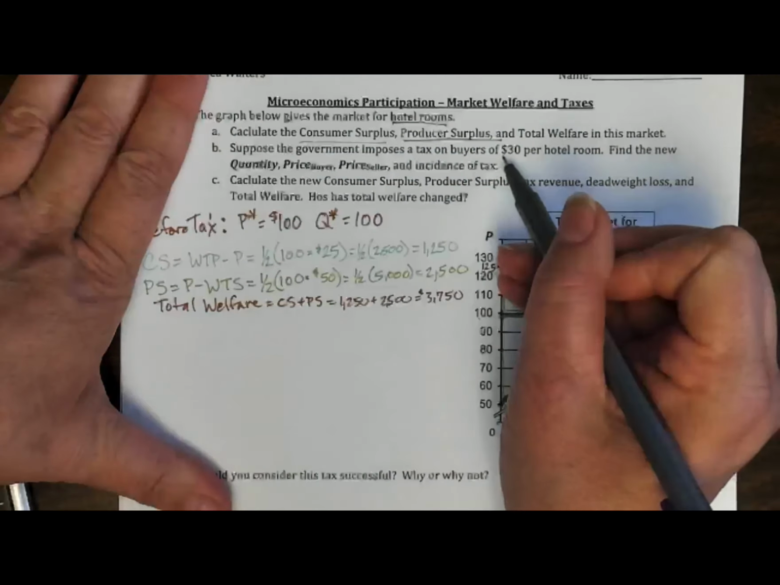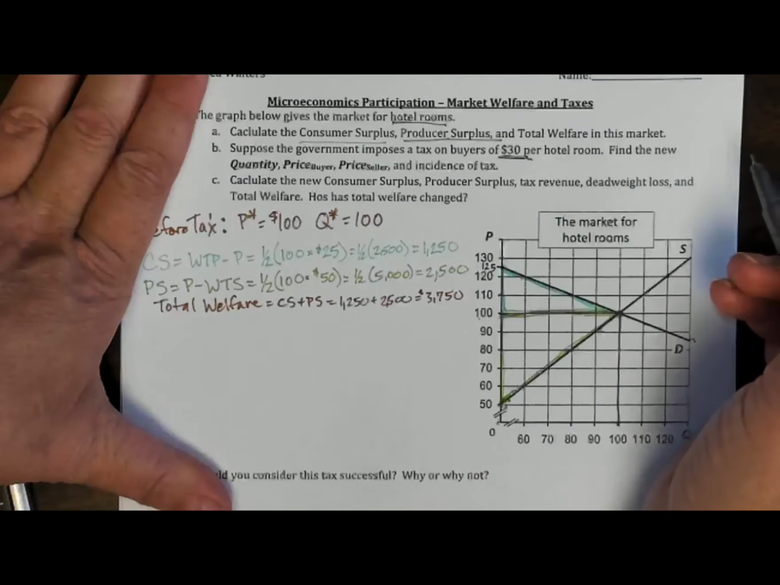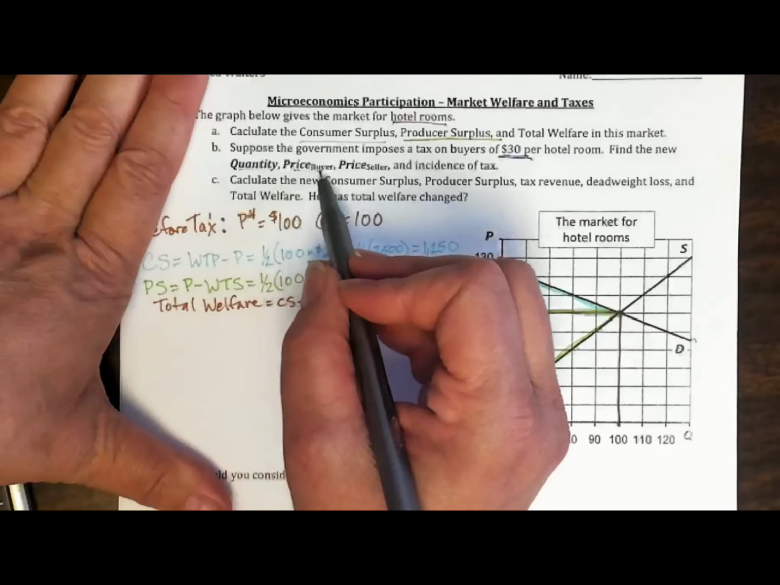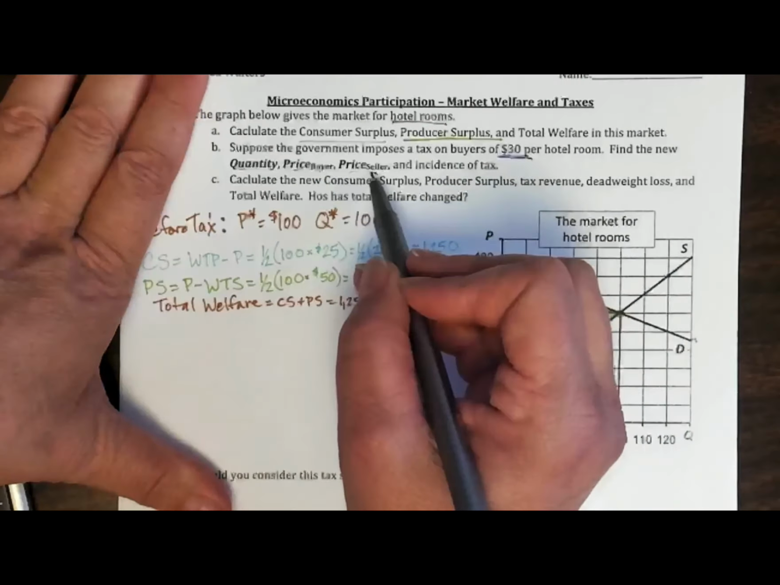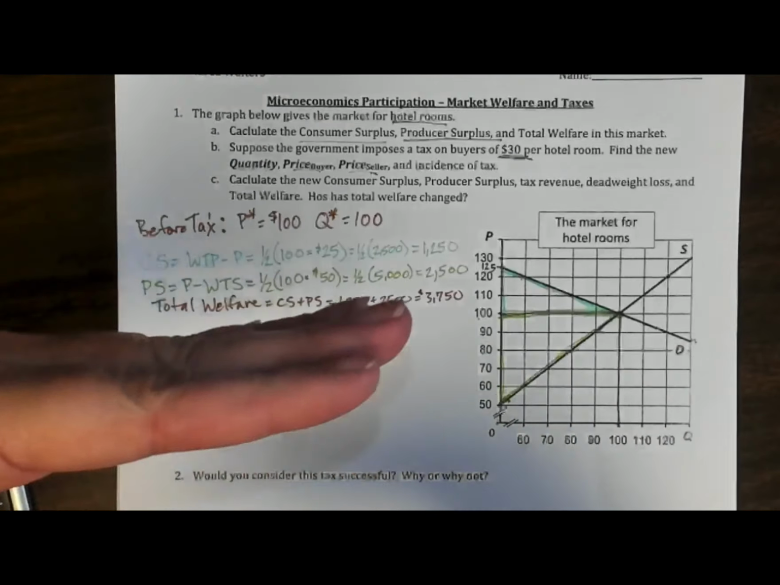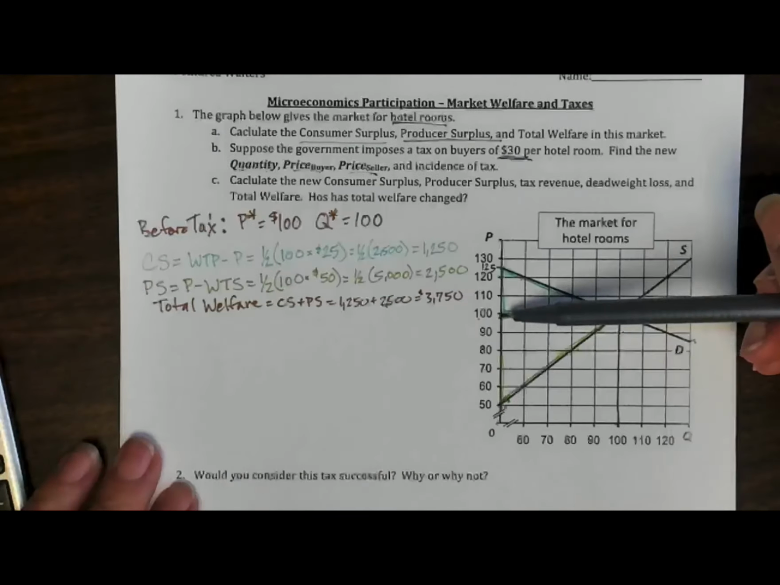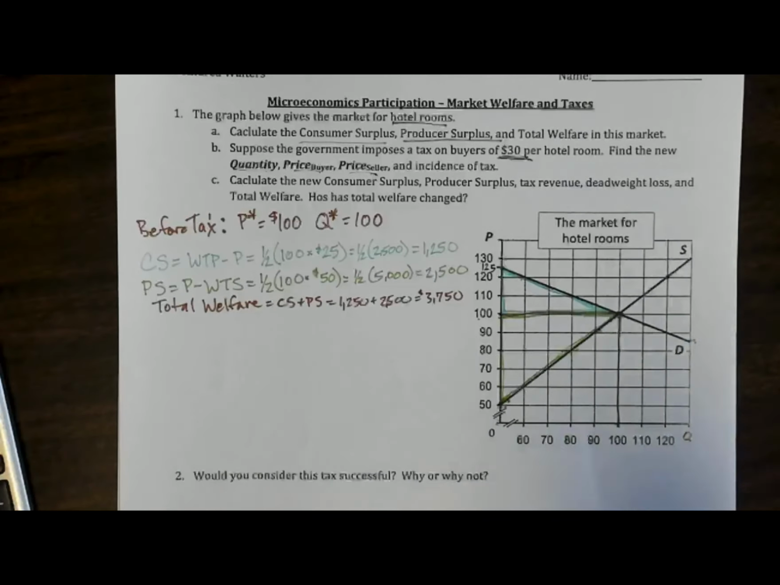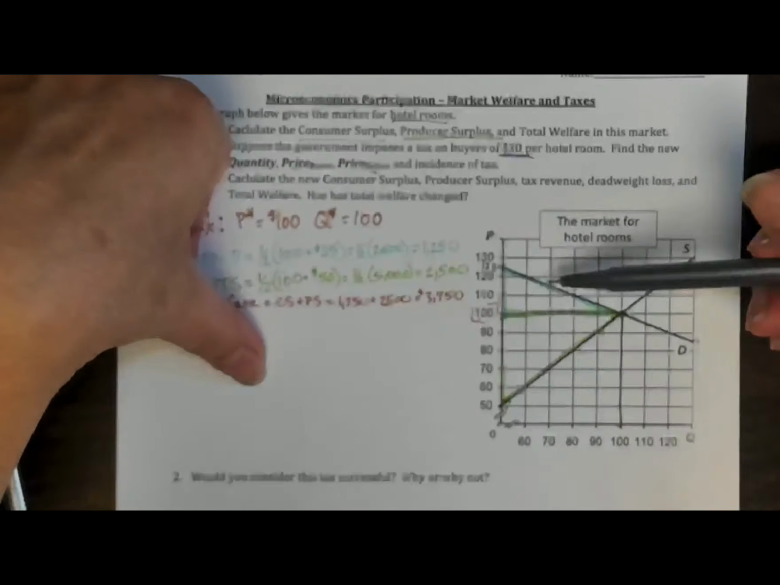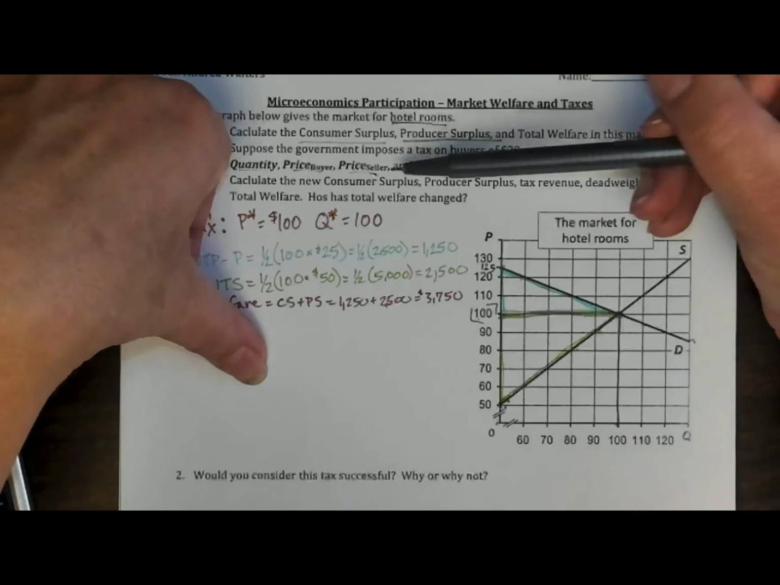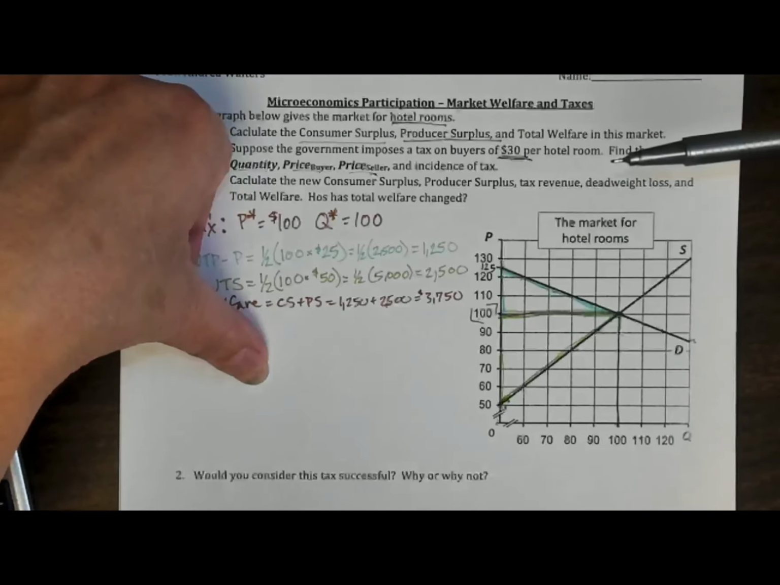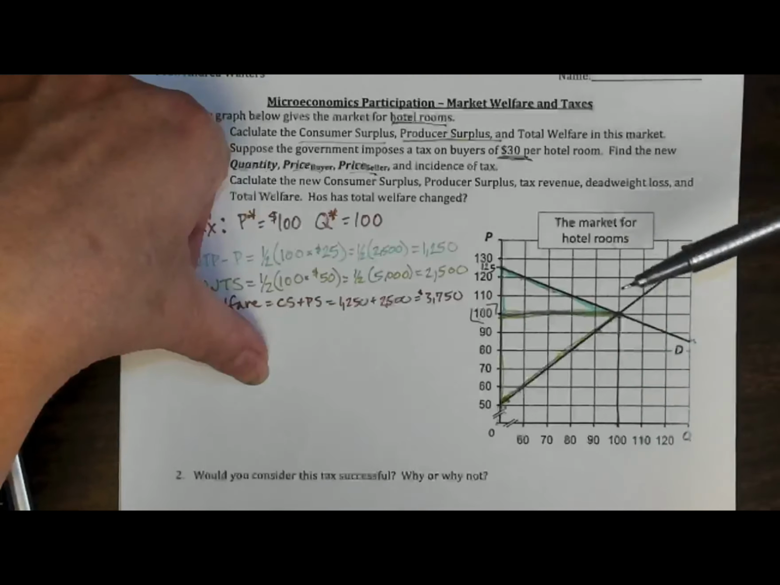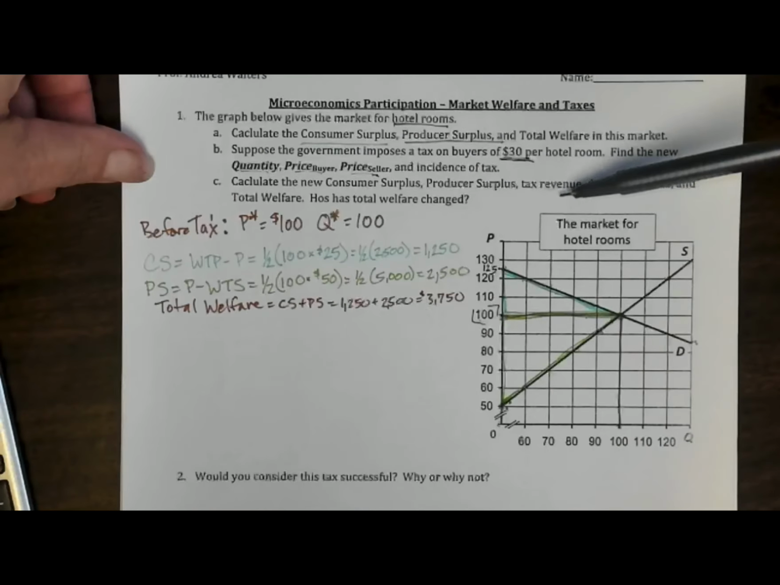So in this case, the government's going to impose a tax of $30 per hotel room on consumers. We want to find the new quantity and the new prices. The price buyers and sellers pay is going to be different. There's going to be a $30 gap between the price they pay. So here, in the initial condition, both consumers and producers pay this $100 price. But when the government takes $30, that's going to mean that there's going to be a space of $30 between the price buyers pay and the price sellers get. And that's where the tax is going to come from. And then we want to look at how consumer surplus, producer surplus, tax revenue, and deadweight loss have changed.